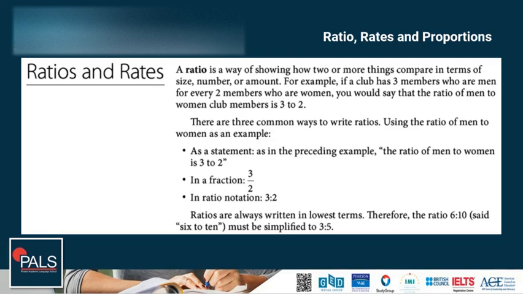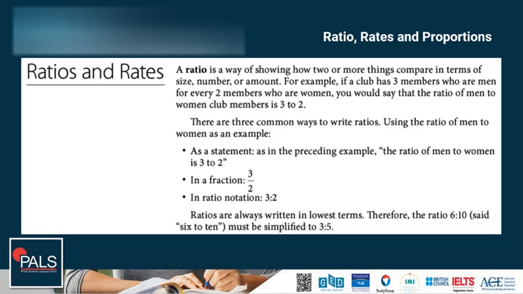What are ratios and rates? A ratio is a way of showing how two or more things compare in terms of size, number, or amount. For example, if a club has 3 members who are men for every 2 members who are women, you would say that the ratio of men to women club members is 3 to 2.